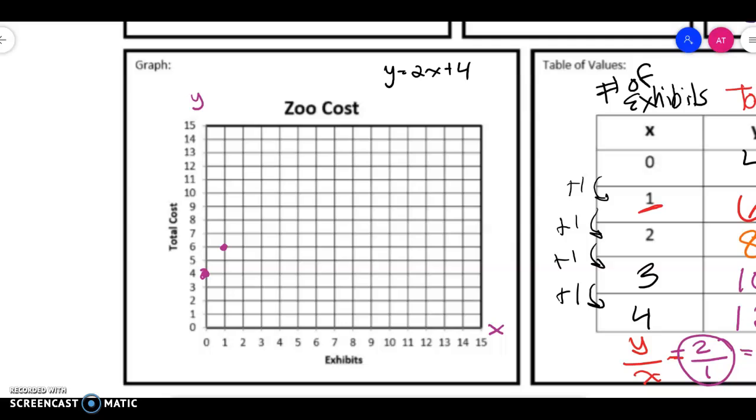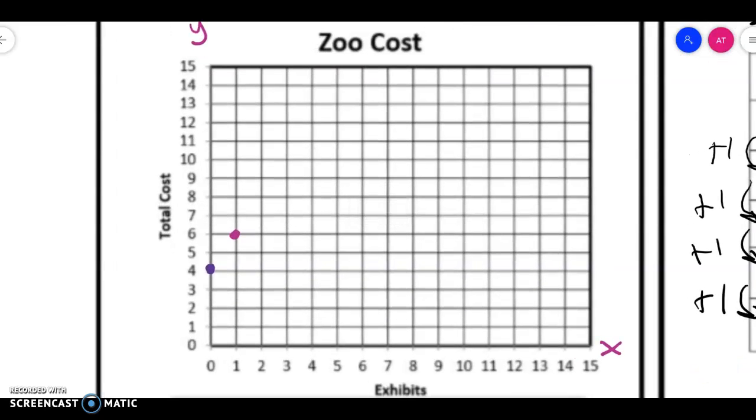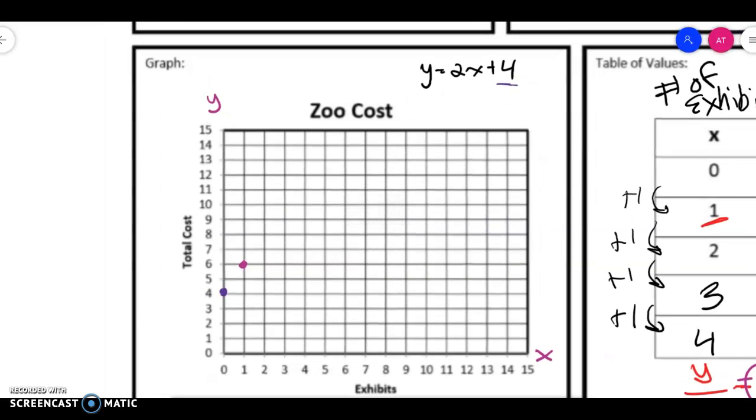Now I'm going to show you this cool trick. I already know what my first point is. So let me fix my first point real quick. I know that my y-intercept is 4. So that tells me on my y-axis, I'm going to start at 4. If you see that our slope is a 2, right? That means from that point, I'm going to rise 2 and run 1 and put a dot.